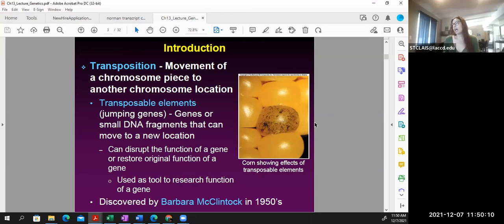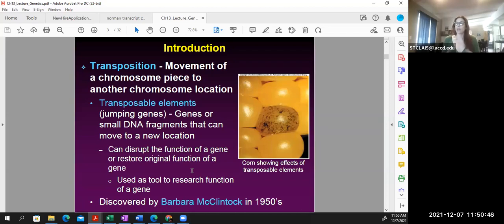So here we can see a multicolored ear of corn, and we can see that one of the kernels has the purple pigment from the anthocyanin, but not in all of the cells. The cells that are not producing the anthocyanin in that kernel of corn actually have the gene interrupted by transposons. So when the transposons jump in, they can disrupt the function of a gene, essentially breaking the gene, or when they move around, they can then restore the function of the gene when it goes back to its normal form.